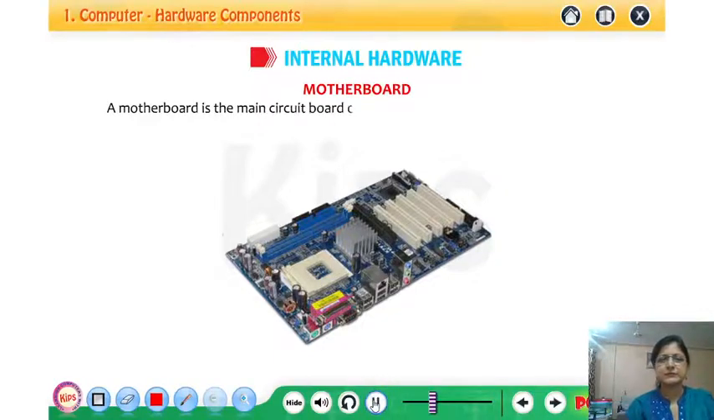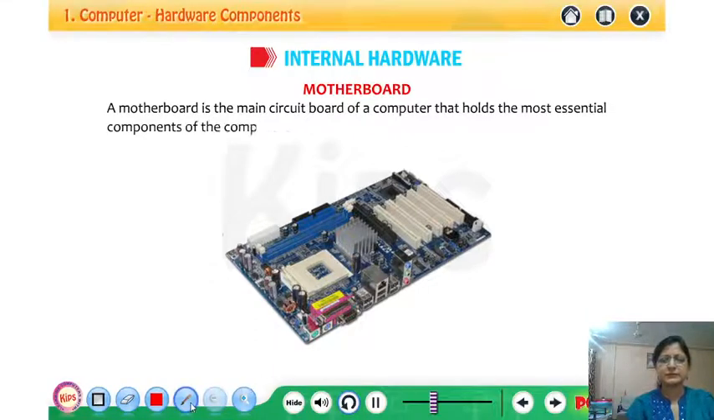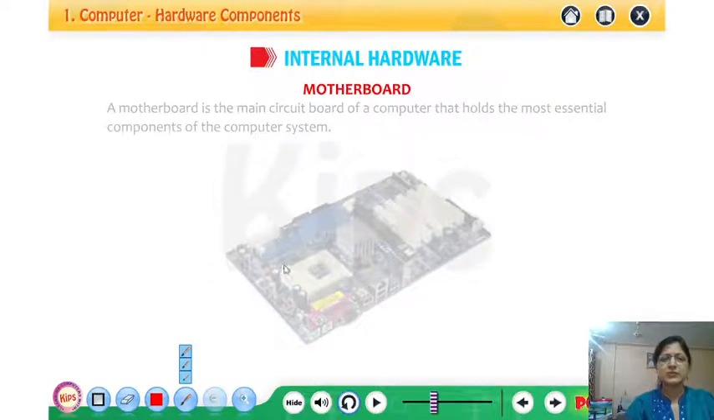Main circuit board of a computer that holds the most essential components of the computer system. So basically the main circuit board of the computer is the hardware. Okay.